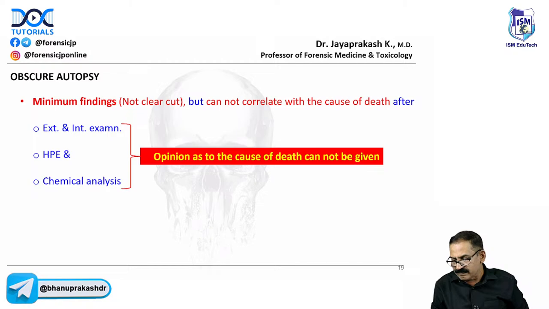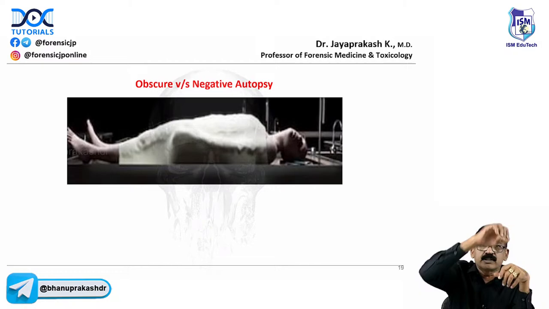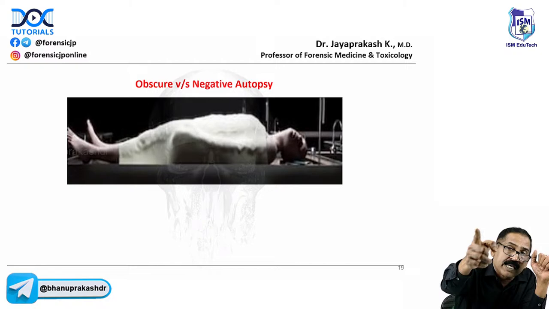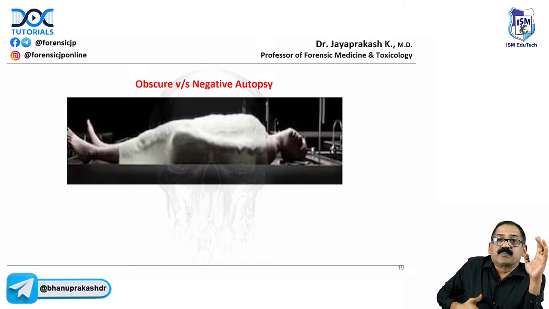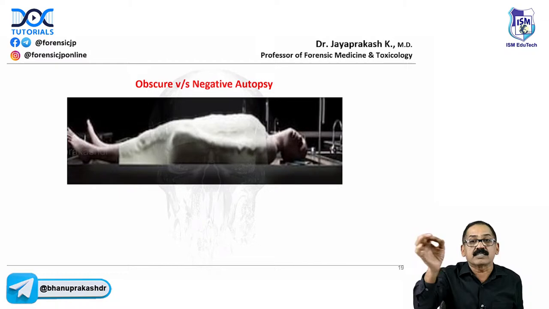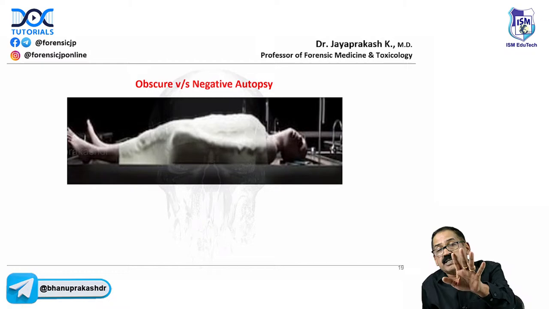Now I receive a dead body to my mortuary. I open the cloth, I see the skin. Absolutely no finding. I open the body, absolutely no finding. I send the viscera for chemical analysis as well as histopathological examination. No findings. Negative autopsy. Meantime, in the same case, imagine there is an abrasion over the right upper abdominal wall, a 10 into 5 centimeter graze abrasion with a history of a road traffic accident. I suspect that he must have died due to a road traffic accident. But after opening, absolutely no findings. I just can't say that it is a negative autopsy because there is the presence of an abrasion. Meantime, I cannot say that he died due to an abrasion because it is not sufficient to cause the death of a person. Now, I say that it is an obscure autopsy.